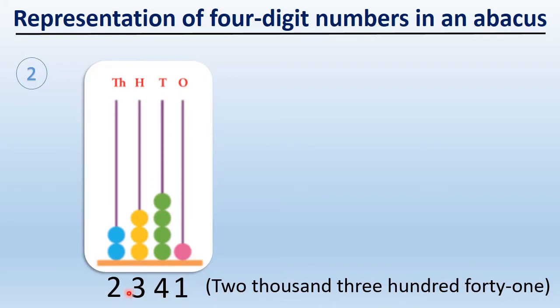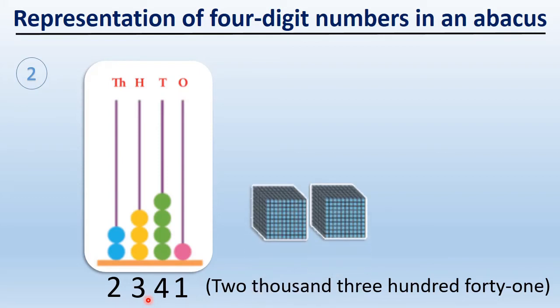So here we have 2341. To represent 2000, we need two blocks of beads. So these two blocks of beads represent 2000. Each block represents 1000. Therefore, two such blocks together represent the number 2000. So 2000, next we have 300. So we need three plates of beads. 1, 2, 3. So these three plates of beads represent the number 300.